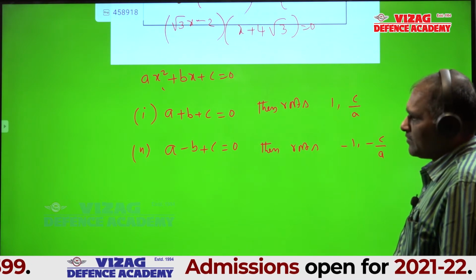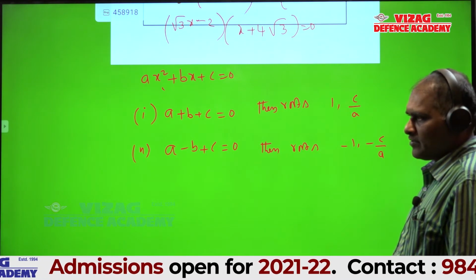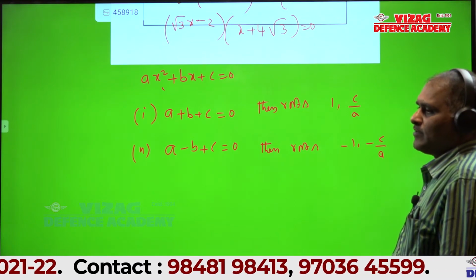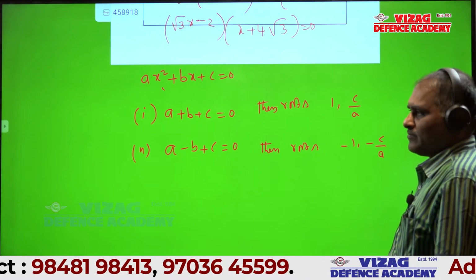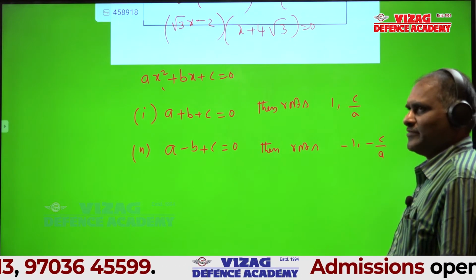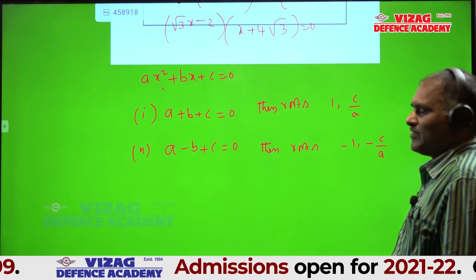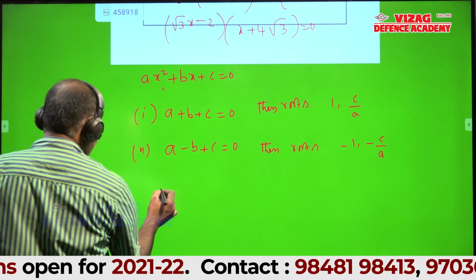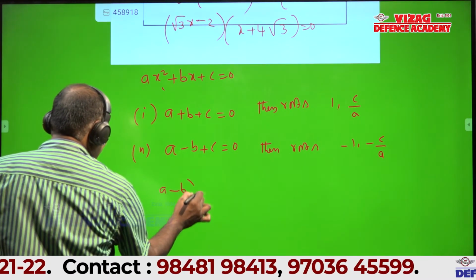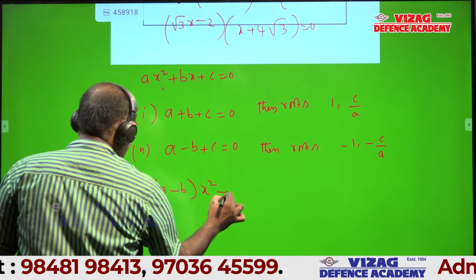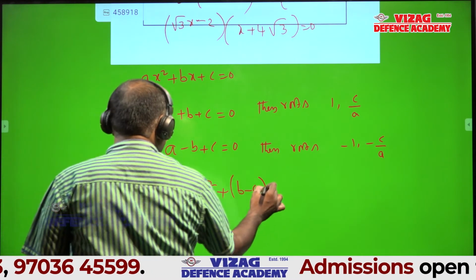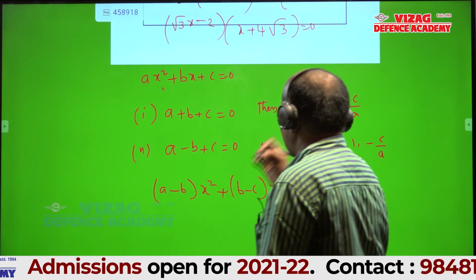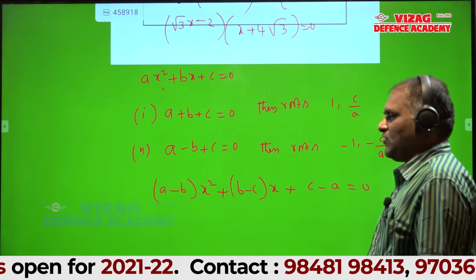Completed? Are you completed or not? Yes, sir. Okay. One small question. Listen. A minus B into x square plus B minus C into x plus C minus A is equal to 0. What are the roots of this equation?